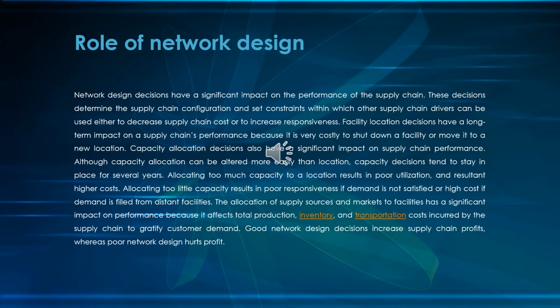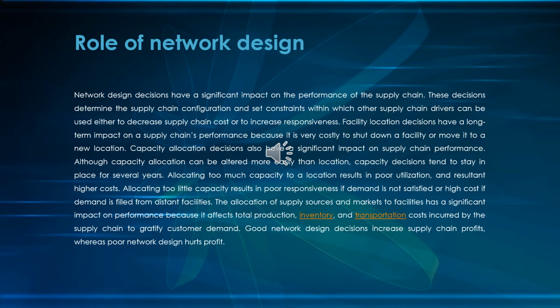Capacity allocation decisions also have a significant impact on supply chain performance. Although capacity allocation can be altered more easily than location, capacity decisions tend to stay in place for several years. Allocating too much capacity to a location results in poor utilization and higher costs. Allocating too little capacity results in poor responsiveness if demand is not satisfied, or high cost if demand is filled from distant facilities.